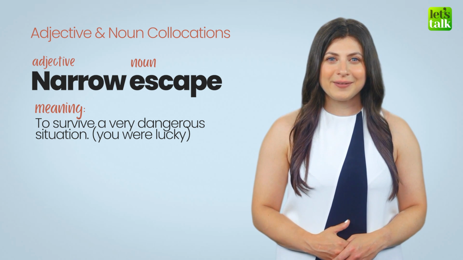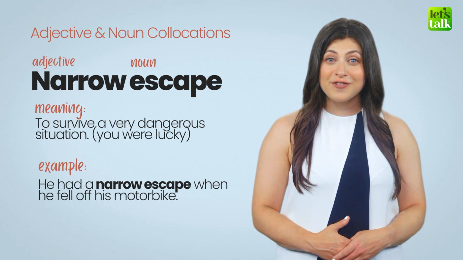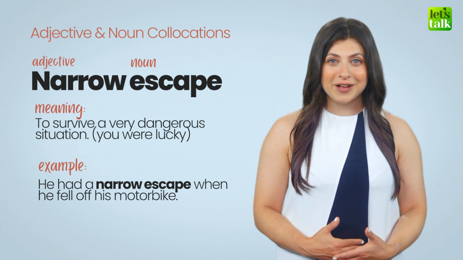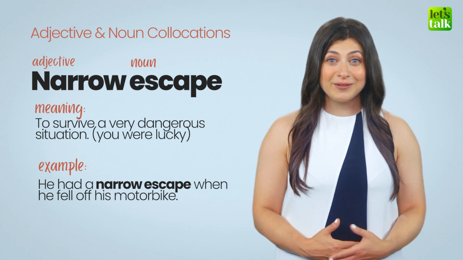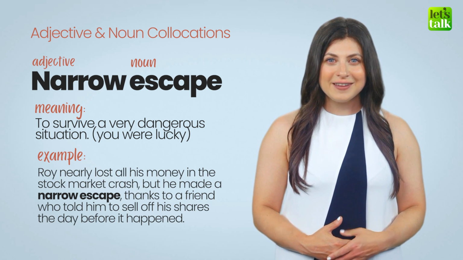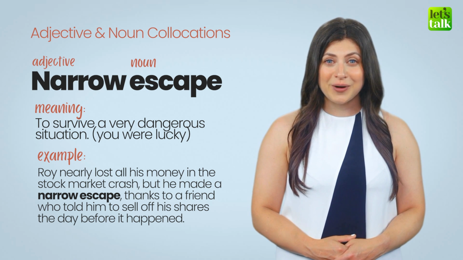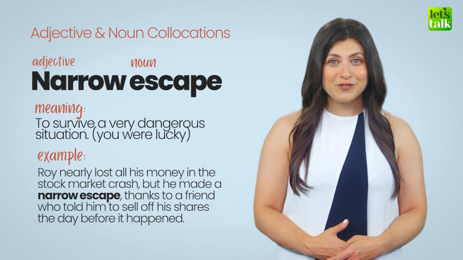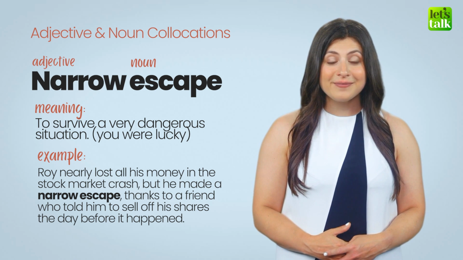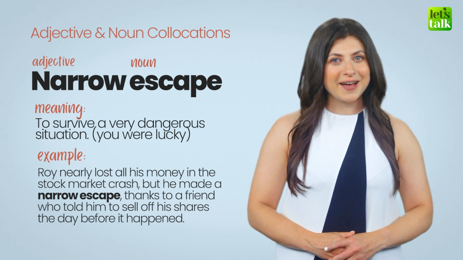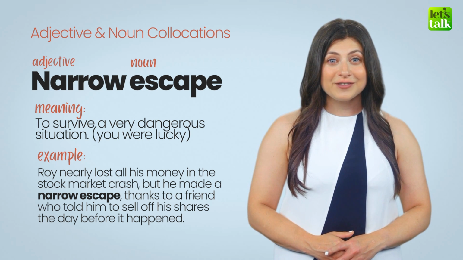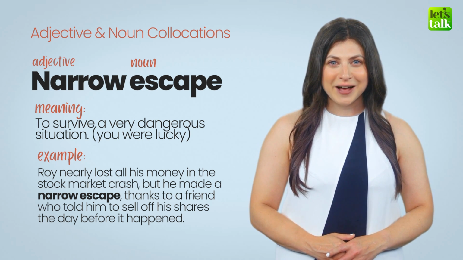For example, he had a narrow escape when he fell off his motorbike. If he'd fallen off a second earlier, he would have been killed by the truck that had just passed by. In short, he was lucky. Roy nearly lost all his money in the stock market crash, but he made a narrow escape, thanks to a friend who told him to sell off his shares the day before it happened. Well, if he hadn't sold his shares, he would have lost all his money. So again, he was lucky enough to be warned by his friend. I hope you got that.